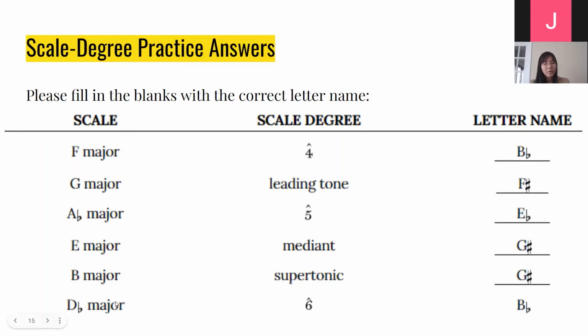And D flat major has 5 flats because D flat is the second to last flat, so B, E, A, D, G. And the 6th scale degree, also known as the submediant. So D, E, F, G. So it'd be B flat.